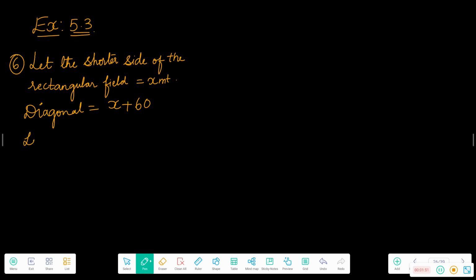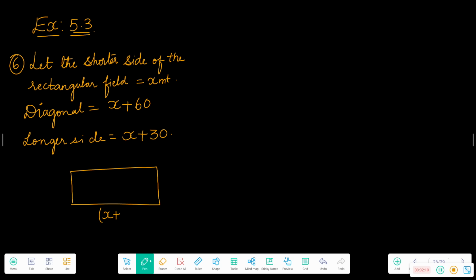And the longer side is 30 meters more than the shorter side. Now let us draw the figure for this. So the longer side we will assume as the length of the rectangle, and the longer side is x plus 30 and the shorter side is x, and the diagonal is given to us as x plus 60. So in a rectangle each angle is 90 degrees. So we can get the value of x by using the Pythagoras theorem.